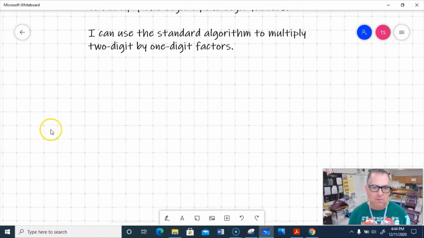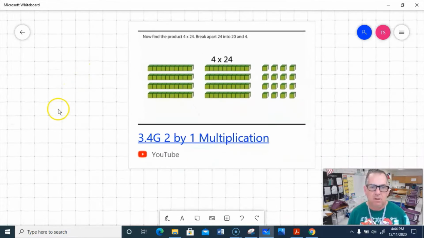Okay, got a video right here about 2-digit by 1-digit multiplication. Get ready and watch it.